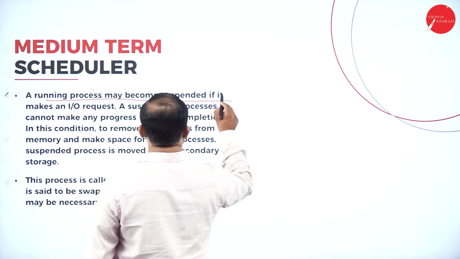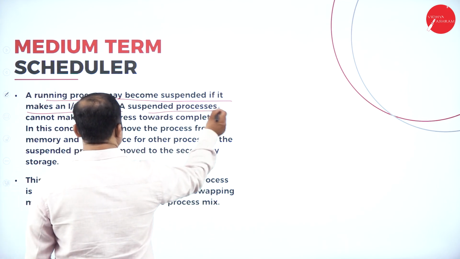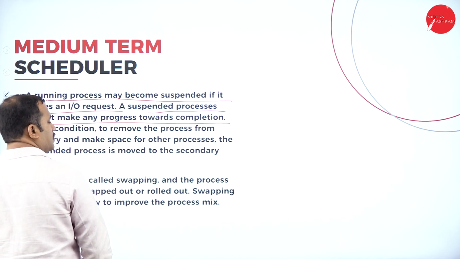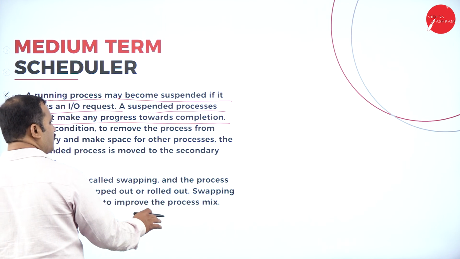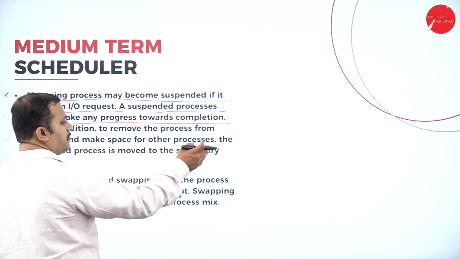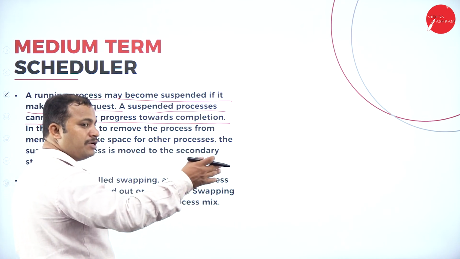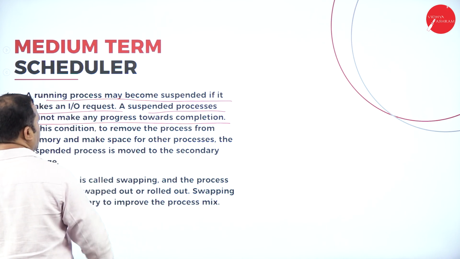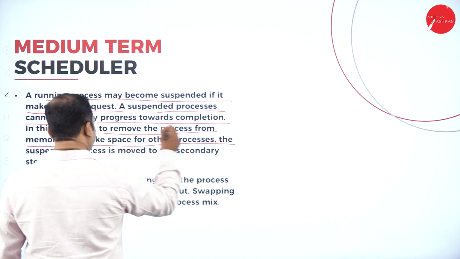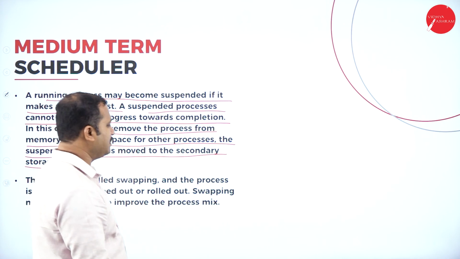A running process may become suspended if it makes an I/O request. A suspended process cannot make any progress towards completion. That means it is kept in a device queue, or it is in the process of swapping from the current RAM or main memory to the secondary memory and secondary memory to the main memory. To remove the process from the memory and make space for other processes, the suspended process is moved to the secondary storage. The same thing is explained here.